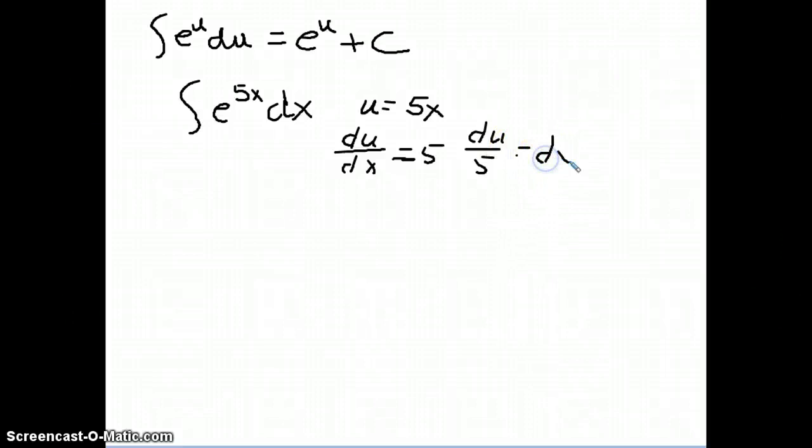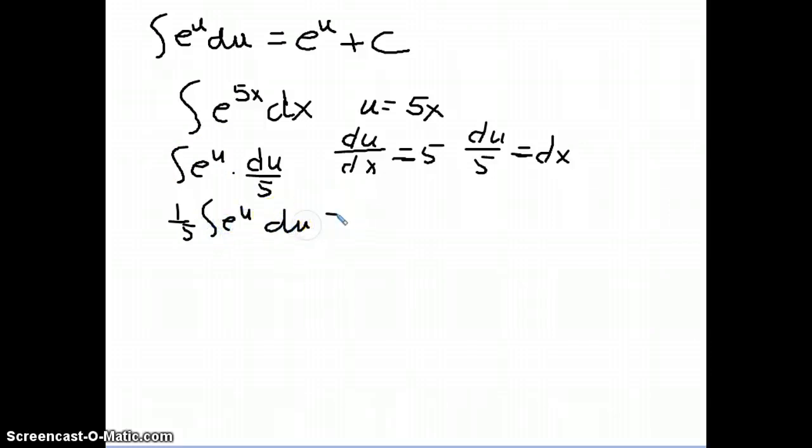So I'm going to do exactly the same thing I do every other time. I get e to the u and then du over 5, which allows me to pull out the 1/5, and the integral of e to the u is e to the u. And so I'm going to get 1/5 e to my u substitution, which is 5x, plus c.